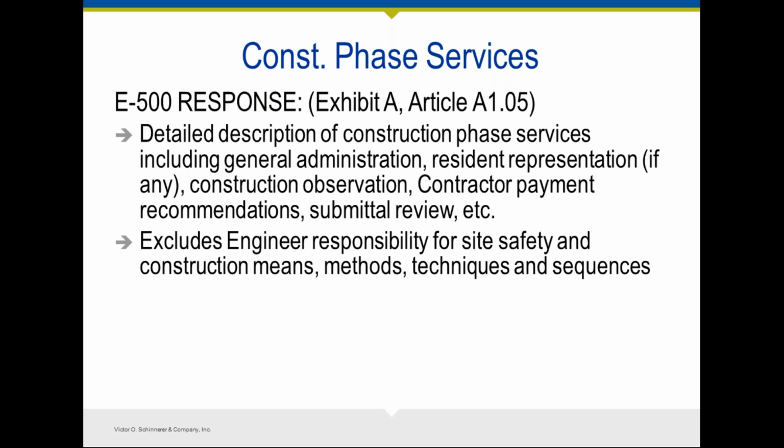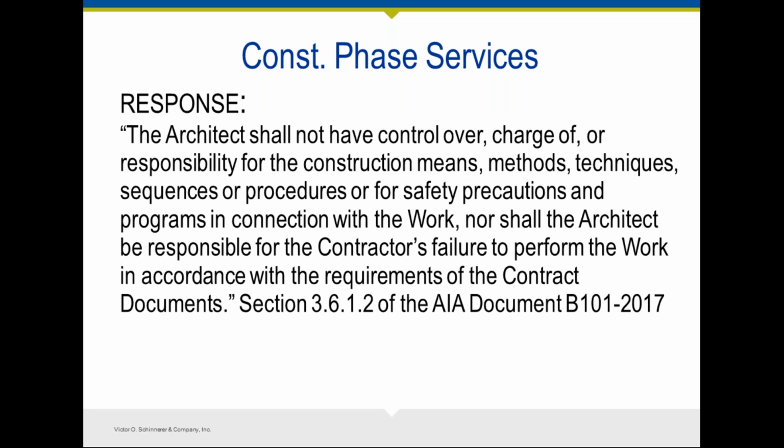But at the same time, you want to make sure that responsibility for site safety and construction means and methods resides solely with the contractor. And to that end, you want to say something similar to what's stated in the AIA document B101. You will not have control over, charge of, or responsibility for the construction means, methods, techniques, or for safety precautions and programs in connection with the work.